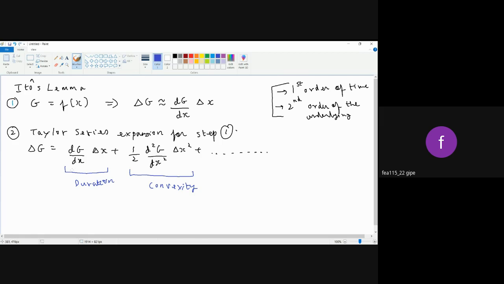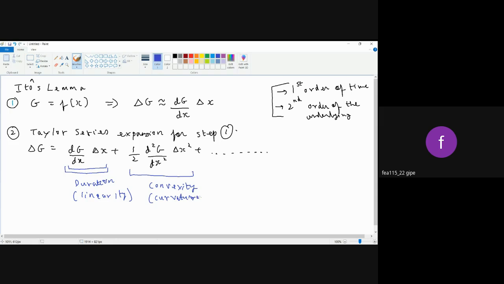Why I say this is because I am looking at the form of this first term. This is the first order differential and this is a small increment in the underlying. Again, this is the second order differential and this is just a square of the underlying. That is, this understands linearity because it's a first order change, whereas this understands curvature.